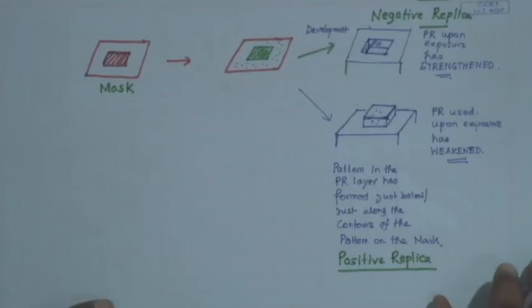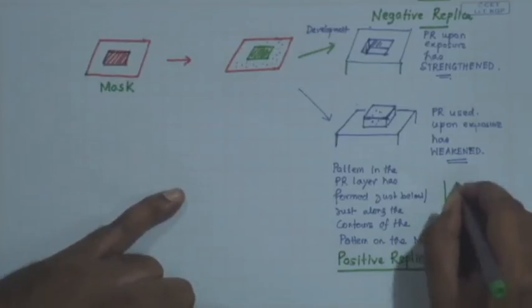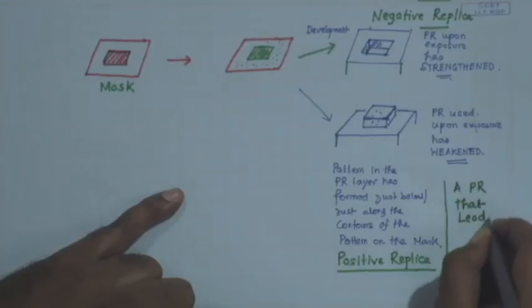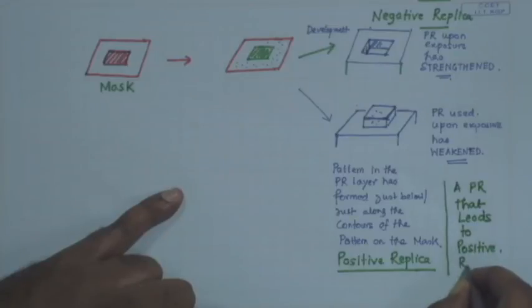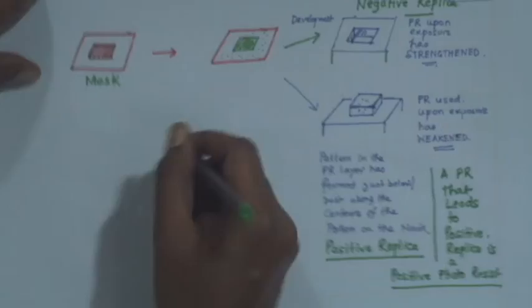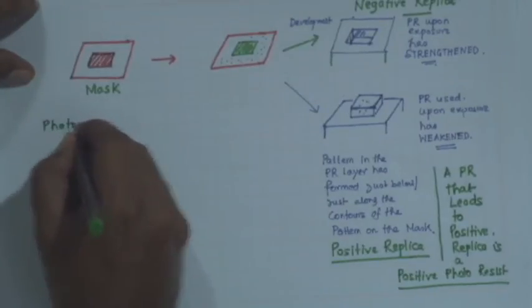And now, at this point I define the photoresist tone. A photoresist that leads to positive replica is a positive photoresist. And a photoresist that leads to negative replica is actually a negative photoresist. So, now we also understand that photoresist can be two types.